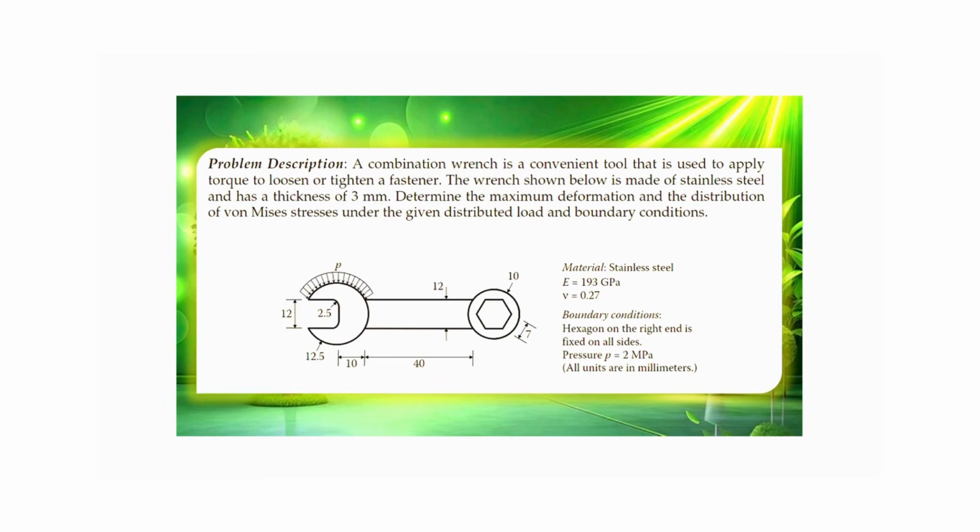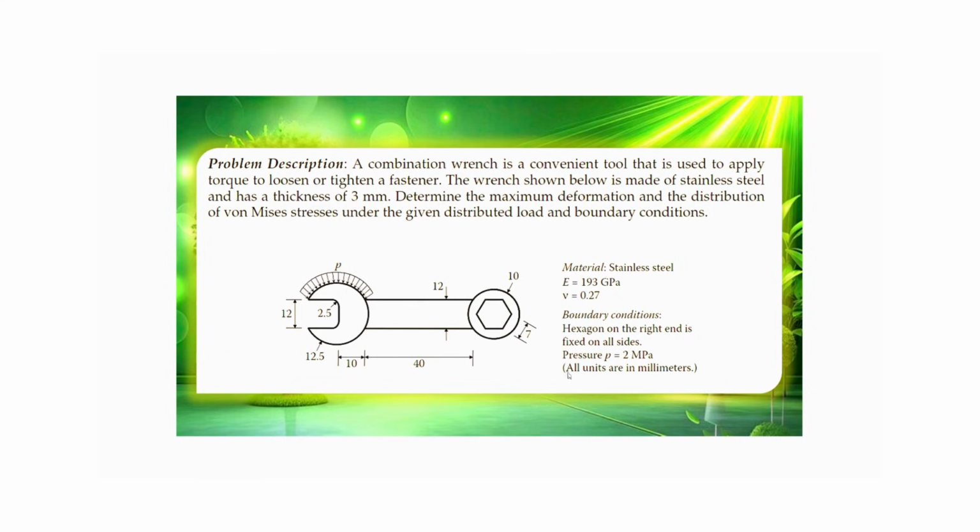We will discuss the combination wrench. We know that a combination wrench is a tool which is used to tighten or loosen fasteners. In this problem, that wrench is made up of stainless steel and it has a thickness of 3 mm. They are asking for the maximum deformation and the stress distribution. So here we have the dimensions of the wrench and the material properties they have given over here.